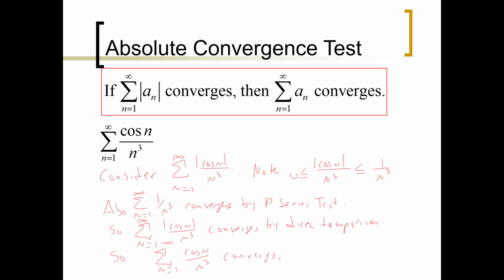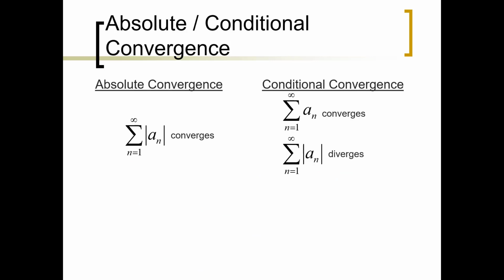And that's it. That's how you show that that series converges. Now, if you have that the series of the absolute value of the terms converges, well, that means the original series converges. But it is possible, though, that the series of the absolute value of the terms doesn't converge, and yet the original series does.